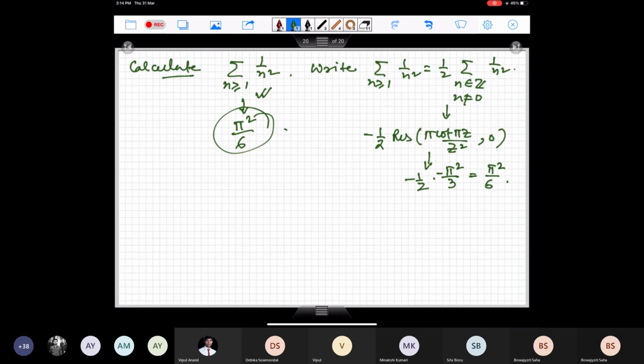You probably have seen this before as well. This is a special value of the Riemann zeta function, or if you have heard of the Basel problem, the Basel problem was about evaluating this particular infinite series.